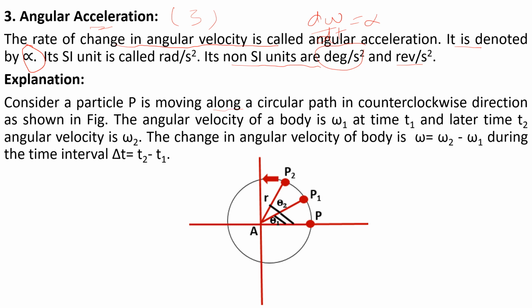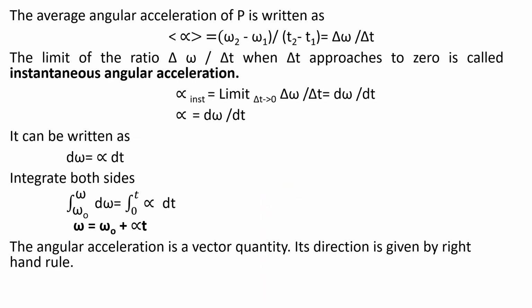Explanation. Consider a particle P moving along a circular path in anti-clockwise or counterclockwise direction as shown in the figure. The angular velocity of the body is omega 1 at time t1 and at a later time t2 the angular velocity is omega 2. The change in angular velocity of the body is delta omega equal to omega 2 minus omega 1 during the time interval delta t equal to t2 minus t1. The average angular acceleration of P is alpha equal to omega 2 minus omega 1 over t2 minus t1, equal to delta omega over delta t.